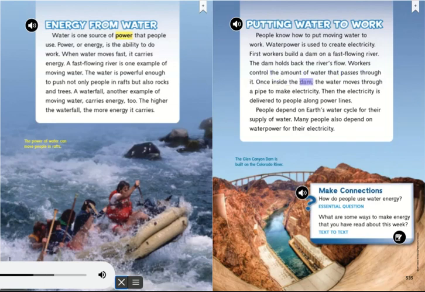Once inside the dam, the water moves through a pipe to make electricity. Then the electricity is delivered to people along power lines. People depend on Earth's water cycle for their supply of water. Many people also depend on water power for their electricity. The Glen Canyon Dam is built on the Colorado River.